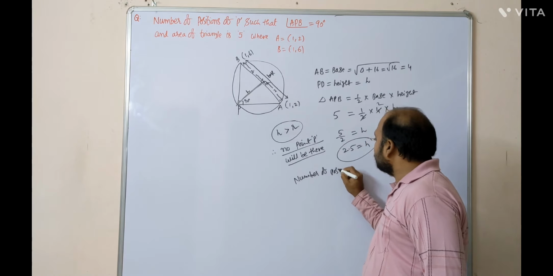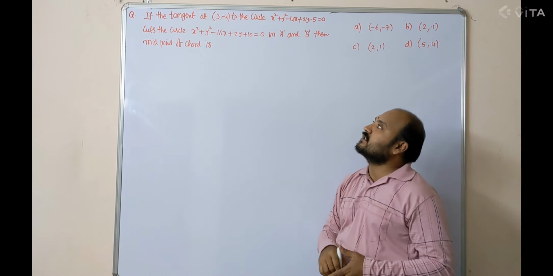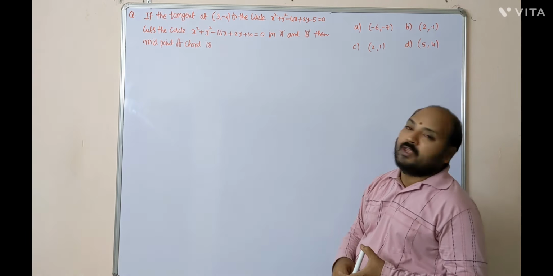The next question. If the tangent at (3, -4) to the circle x² + y² - 4x + 2y - 5 = 0 cuts the circle x² + y² - 16x + 2y + 10 = 0 in A and B, then the midpoint of the chord is. So they are asking. According to the question, draw the figure. If the tangent at (3, -4) to this circle. So this is the circle equation.